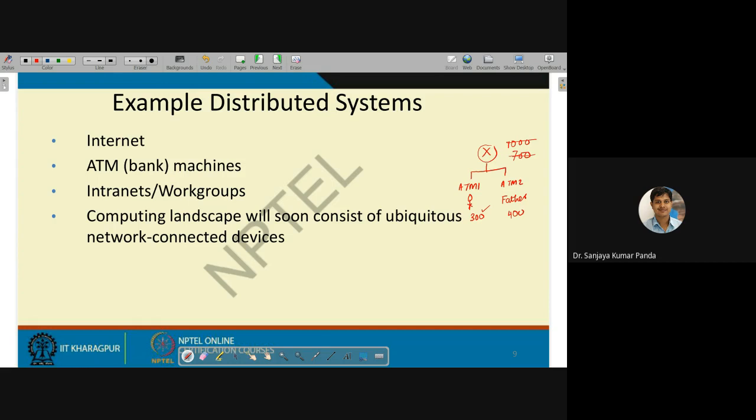So the computing landscape will soon consist of ubiquitous network connected devices. Ubiquitous means anywhere. Like you can access the internet through any device, whether it is a simple smartphone or a high-end smartphone, or a laptop or a desktop. It may be a server, a workstation, or a supercomputer. Anywhere you can connect to the services, do the computation, and access the internet, right? So that's why it is everywhere, and they are connected through network devices.